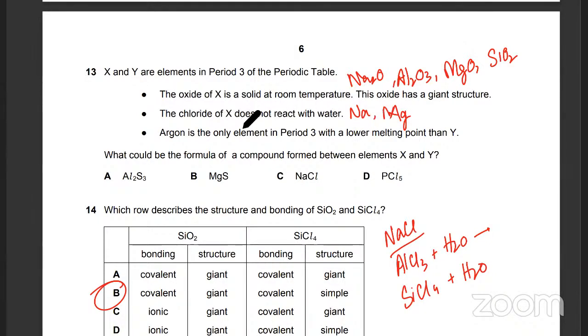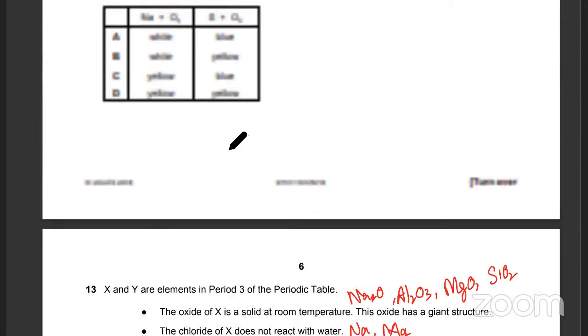Argon is the only element with a lower melting point than Y. So that means it's got a pretty low melting point. So that's Na, and that's going to be your answer. Remember, you can melt a group 1 metal on your hands. It has a very low melting point.